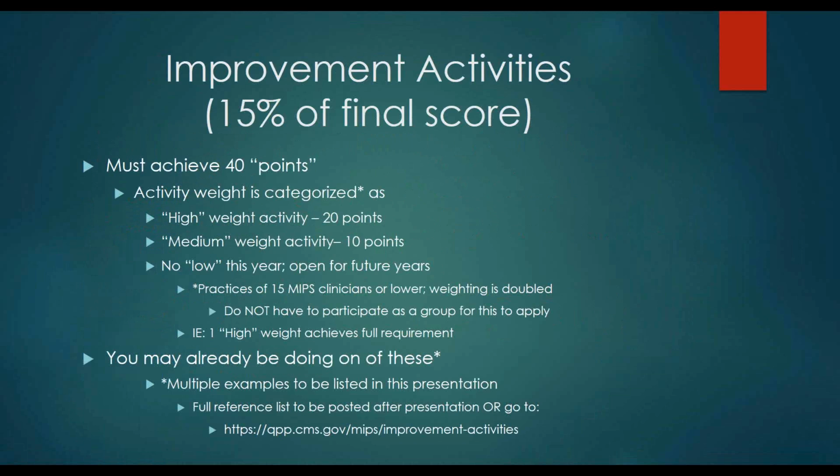Important thing to note about the improvement activities is you're very likely already doing some of these, enough of them to pass your improvement activity category. So after this presentation, when this is published, we'll also be publishing an Excel spreadsheet that I put together that goes over all of the available improvement activities. It's not much different than the QPP website, so what's provided by CMS, but it's an easier way to look at it, and it has a couple additional fields that are helpful all in a single file instead of having to go through the website and then checking other resources.